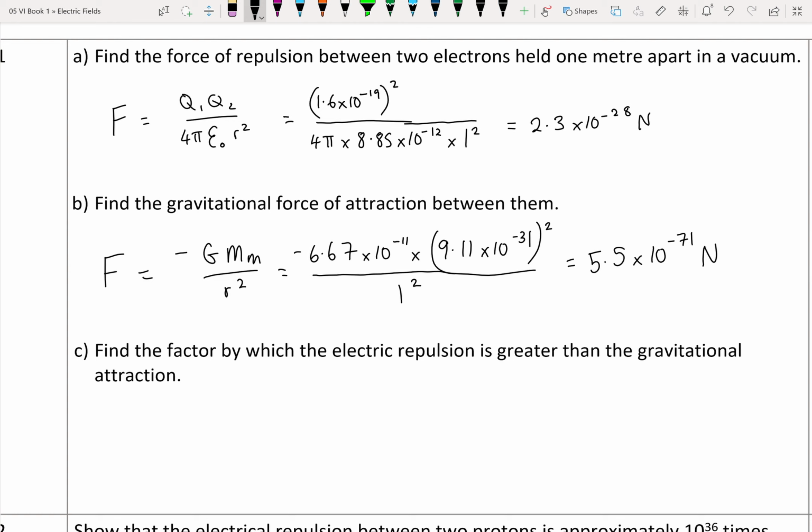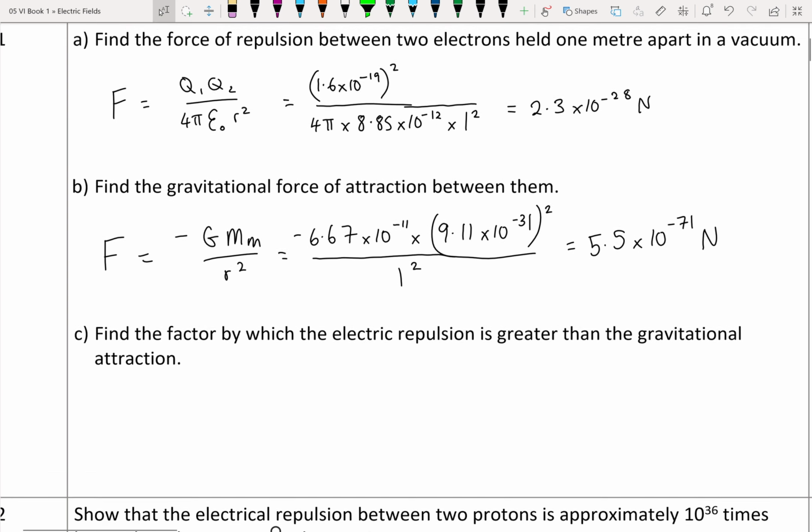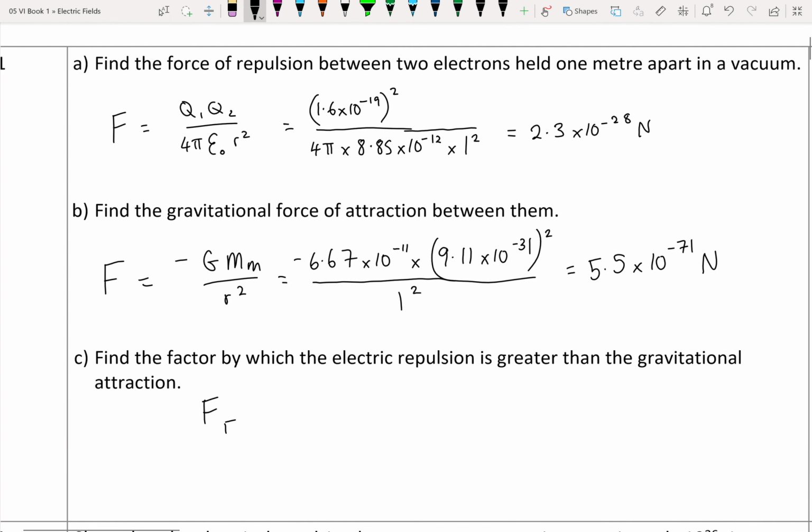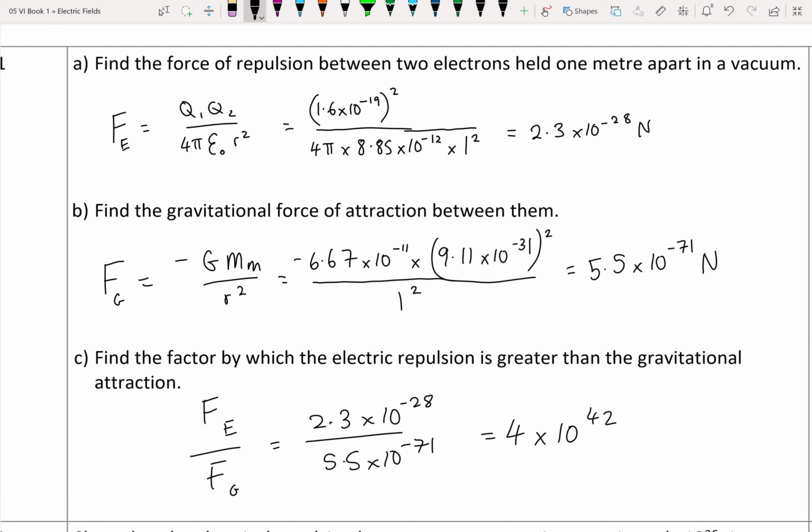Find the factor by which the electrostatic repulsion is greater than the gravitational attraction. So we're going to do Fe over Fg. So it's 2.3 times 10 to the minus 28 over 5.5 times 10 to the minus 71, which is equal to 4 times 10 to the 42. So the electrostatic repulsion is much bigger than the gravitational attraction.